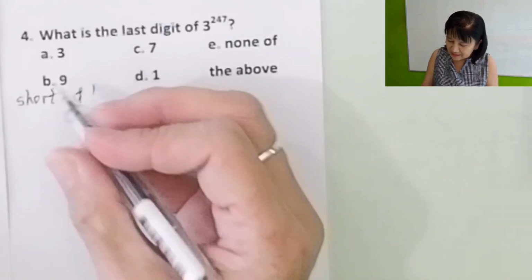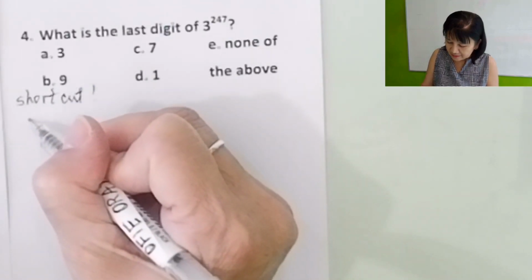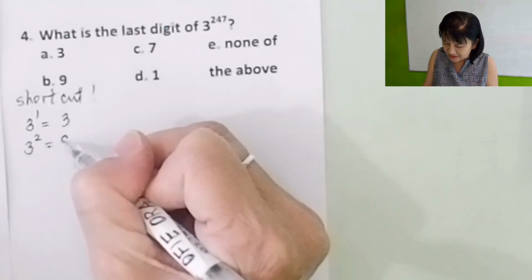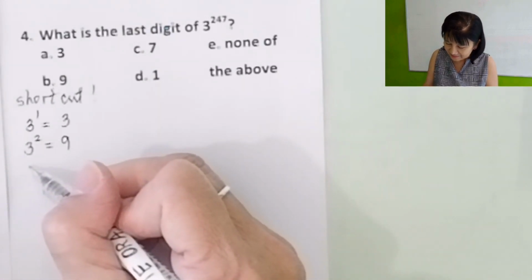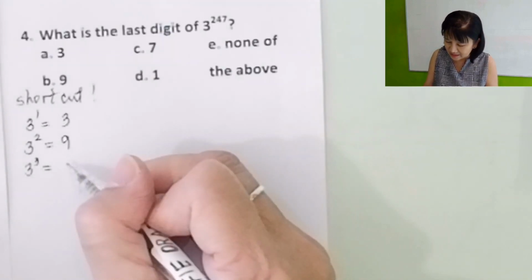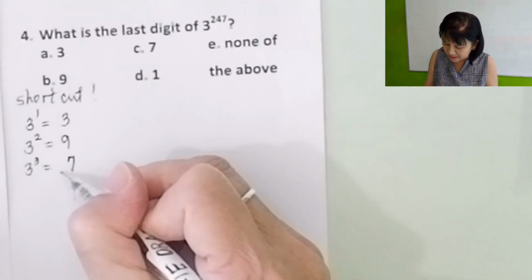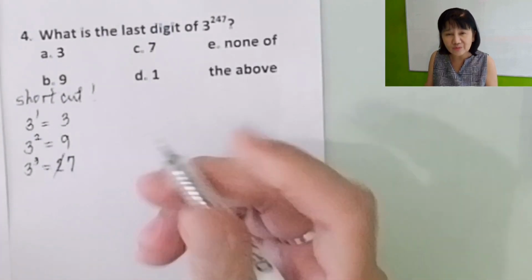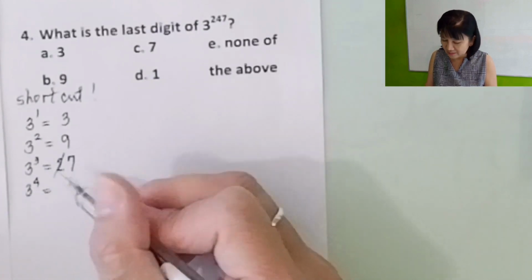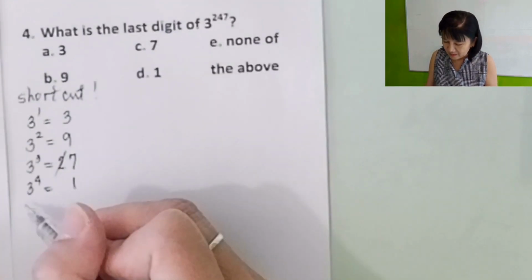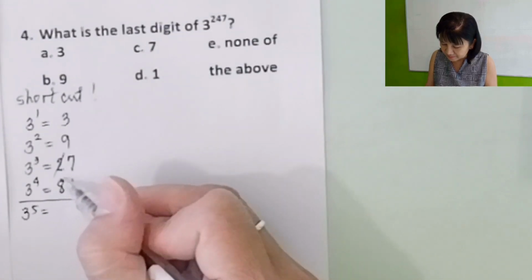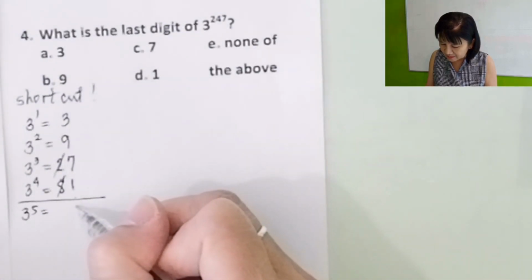Now, the shortcut is this. You look for a pattern. 3 to the 1 will have a last digit of 3. 3 squared is 3 times 3, 9. The last digit is 9. 3 cubed is 3 times 3, 9 times 3 is 27. It's 27, but we're not interested of the 2, so let's not write it anymore. 3 to the 4th is 27 times 3 is 81. There. If you continue, 3 to the 5th, 81 times 3, 1 times 3 is 3.